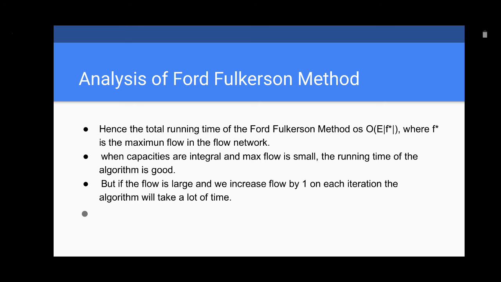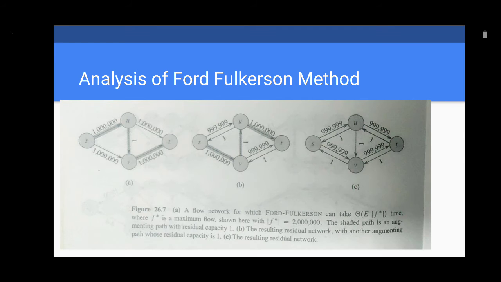But if the flow is very large and we increase flow by 1 on each iteration, the algorithm will take a lot of time. Consider this example. In this particular flow network, S to U has a capacity of 1 million, U to V has a capacity of 1, and V to T has a capacity of 1 million. Similarly, S to V has 1 million and U to T also has a million.